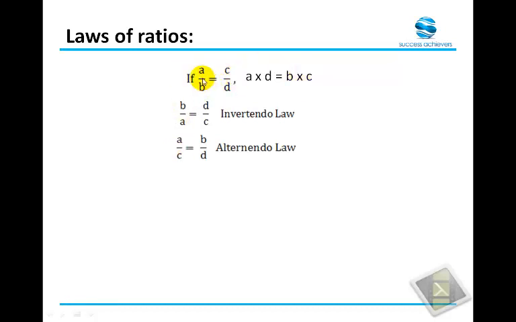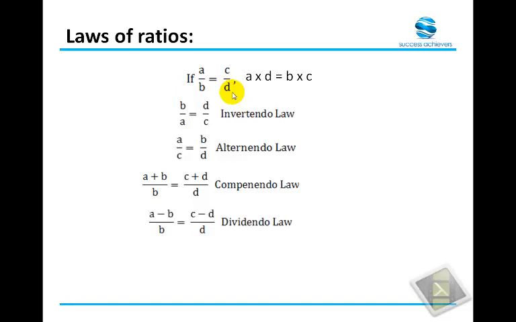Now in this equation A by B equal to C by D, if I add 1 on both the sides, I'm not changing the ratio or equation. So I have A plus B upon B is equal to C plus D upon D, which is componendo law. If I subtract 1 on both the sides, I have A minus B upon B is equal to C minus D upon D, which is your dividendo law. Dividing both componendo and dividendo law, we get A plus B upon A minus B is equal to C plus D upon C minus D.